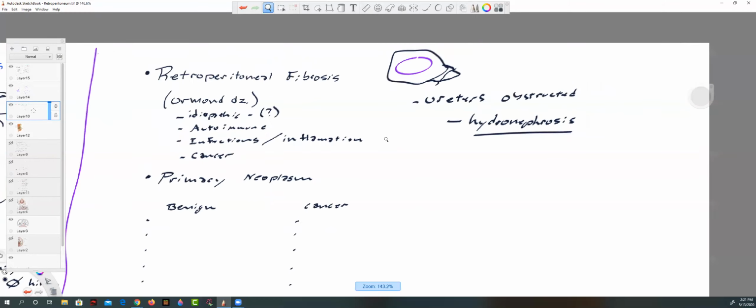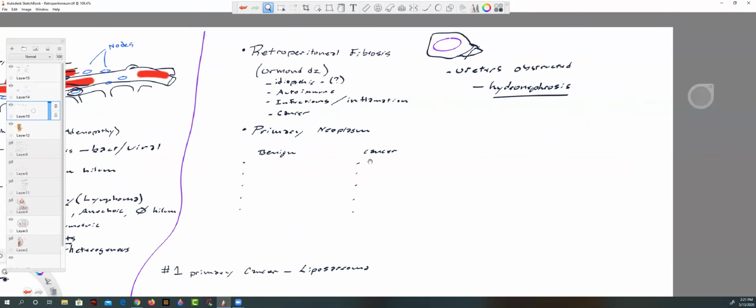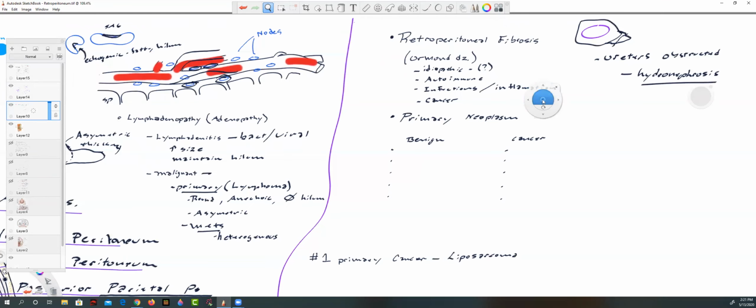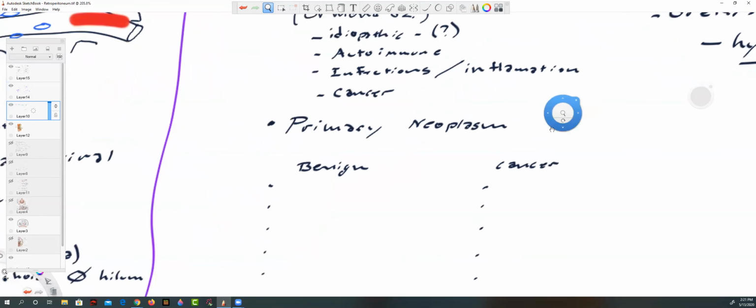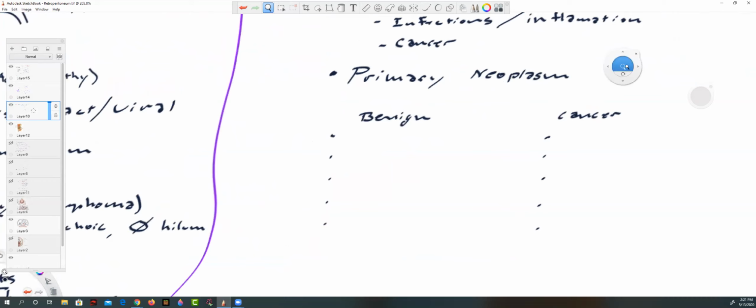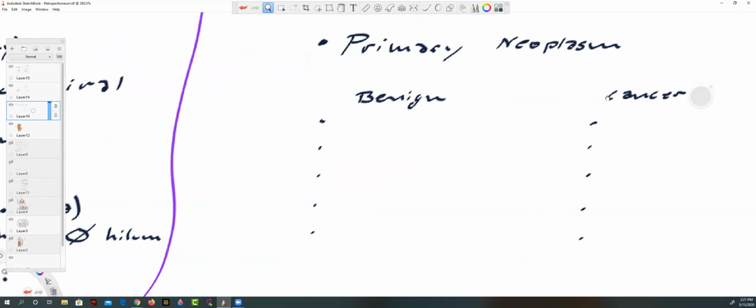There's some images of retroperitoneal fibrosis. It can look like a whole bunch of lymphadenopathy, and perhaps it would be hard necessarily to know the difference in some cases.